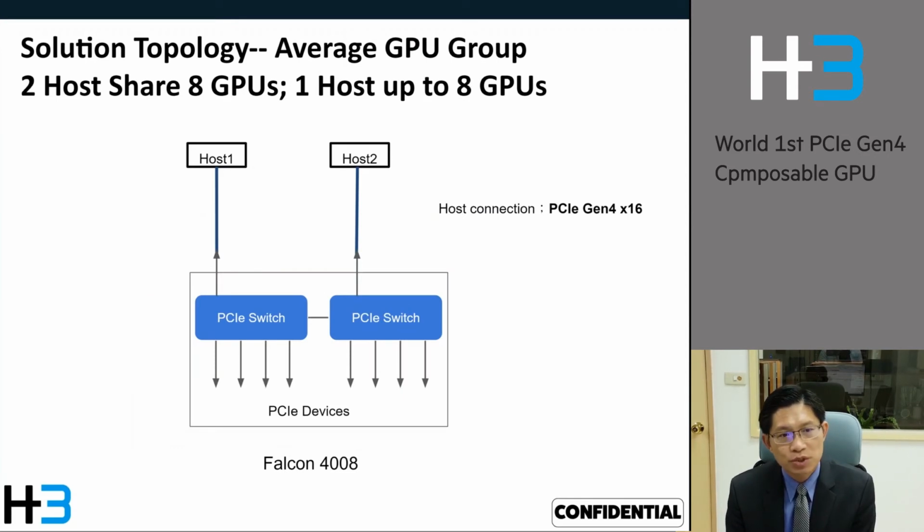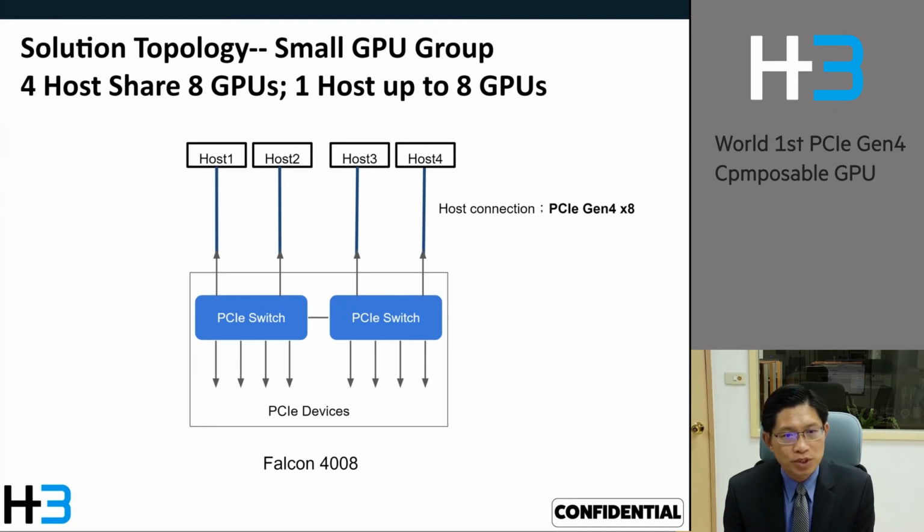Here is the 8 GPU chassis. The average GPU group is 2 hosts to 1 8-GPU chassis. Each host can get up to 8 GPUs. The small GPU group is 4 hosts to 1 8-GPU chassis. Each host can get up to 8 GPUs.